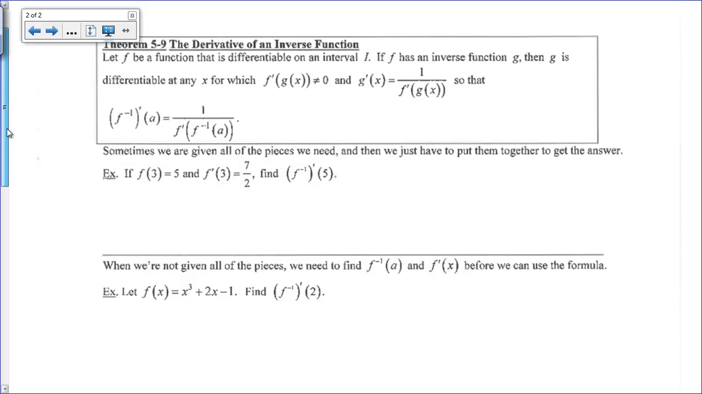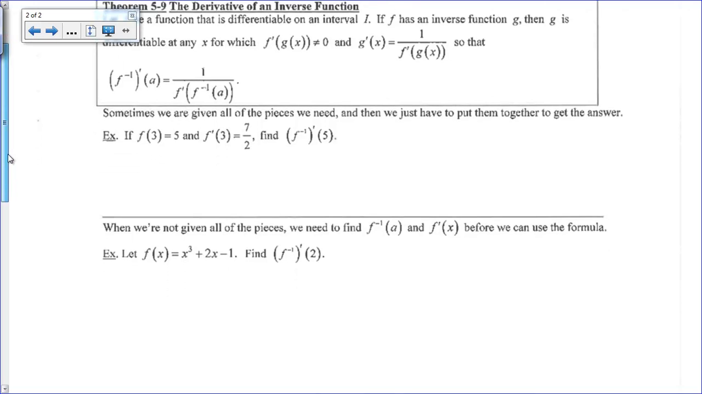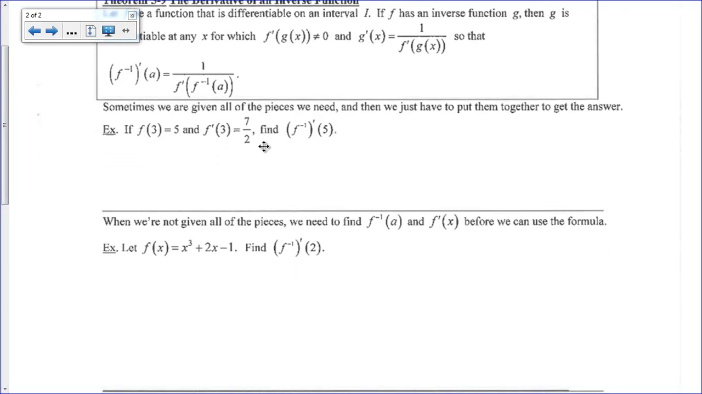The derivative of an inverse function. This is a messy little relationship, but that's exactly what is true. This formula is true, and I'm not going to go through and read this to you. I'm just going to show you how to use it. Sometimes you're given all the pieces of information that you need, and we can just put it into the formula.